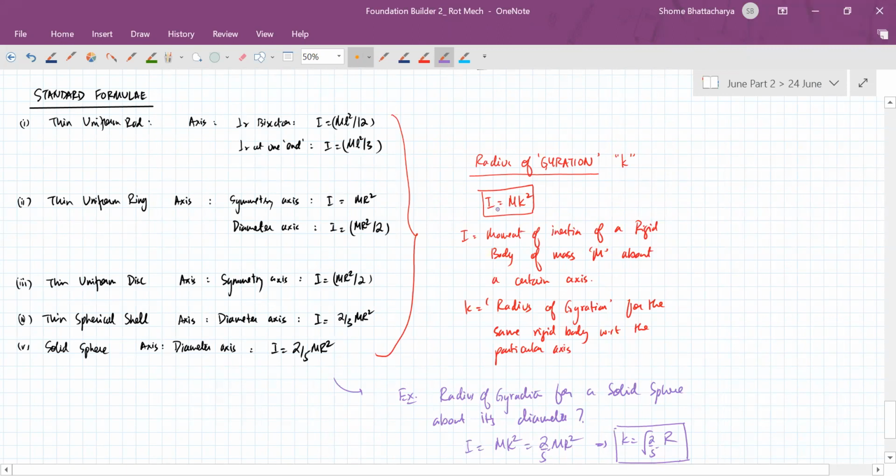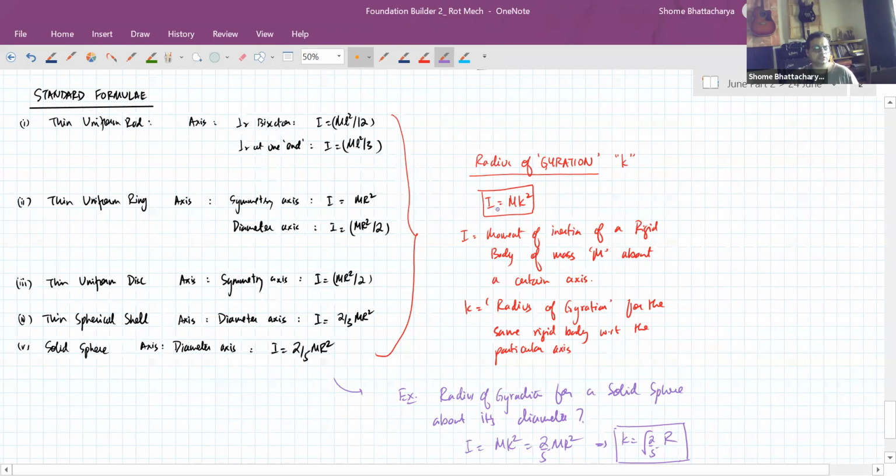It has a significance that the larger the radius of gyration, the further away the mass is distributed from the axis, and accordingly the larger the moment of inertia. For example, if you compare a thin shell with a solid sphere of same radius and same mass, they have different radius of gyration. The thin shell has radius of gyration square root 2 by 3 r. The solid sphere has radius of gyration square root 2 by 5 r. So which one is having the larger radius of gyration? The spherical shell, the thin spherical shell, the hollow shell. That means its mass is distributed in such a way that it is further away from the axis. So the moment of inertia is larger.